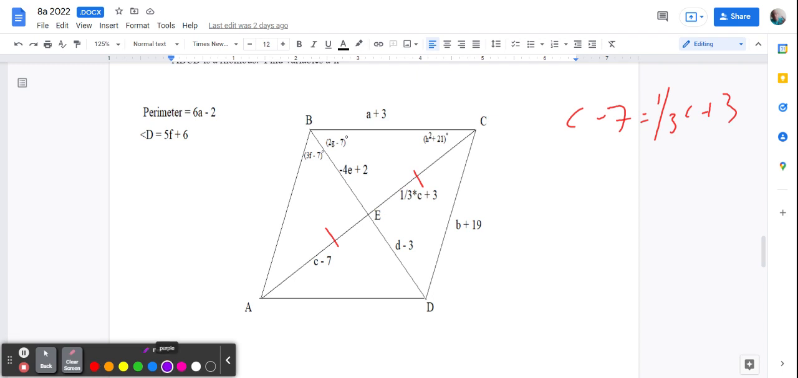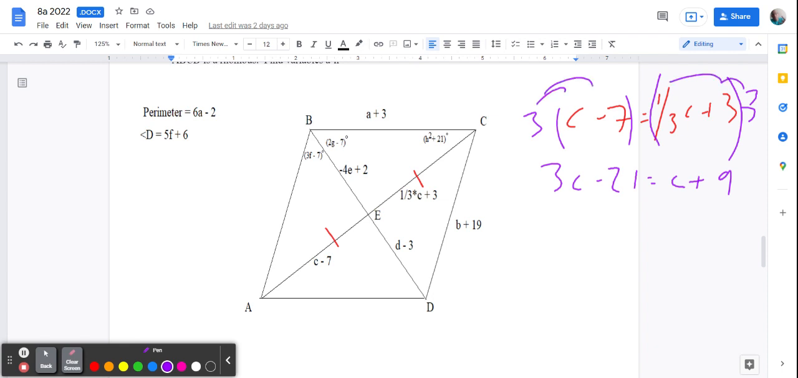There's a couple different ways to get rid of fractions. One thing I told my other class that I think is best is let's multiply by the denominator of the fraction there to get it out. So 1/3 c plus 3. If we multiply both sides by 3, that cancels the fraction out. So we end up with 3c minus 21 equals c plus 9. So we distribute 3 through this, just to cancel the fraction out. Then you're going to plug c in.